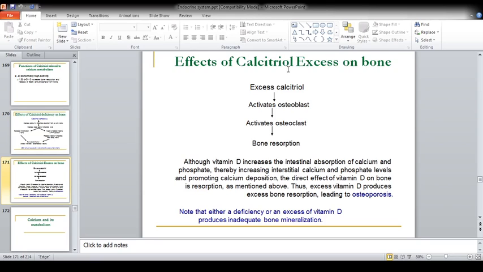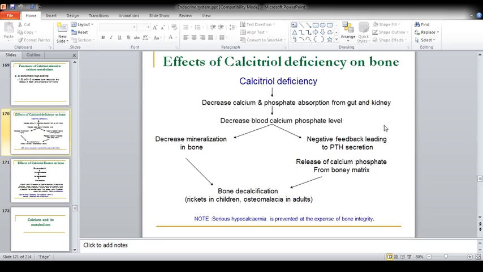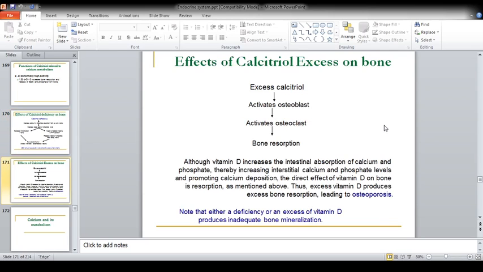Now, this was the condition where there was deficiency of vitamin D3 in the body. If there is excess of vitamin D3 in the body, what happens? It would activate osteoblasts, which would activate osteoclasts, which would in turn cause bone resorption. So we need to maintain a level of vitamin D3.